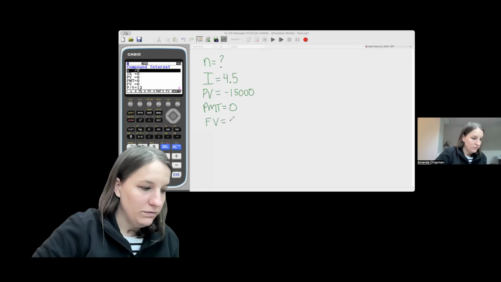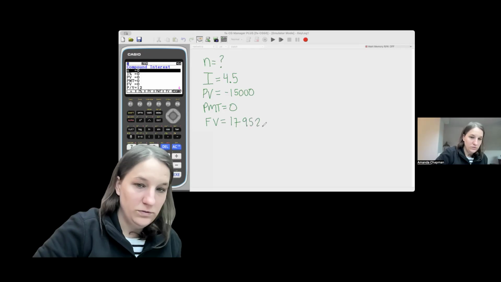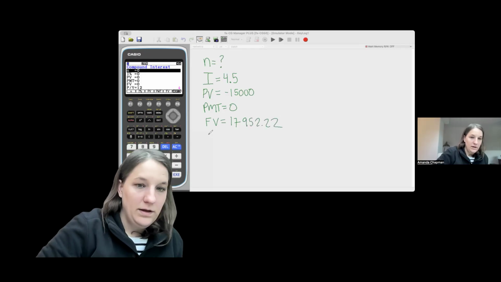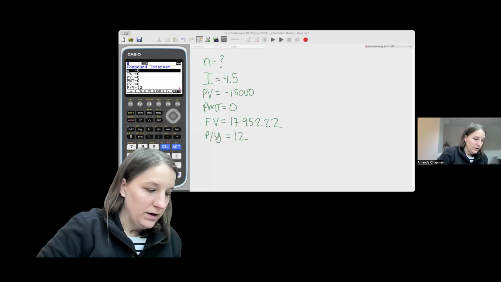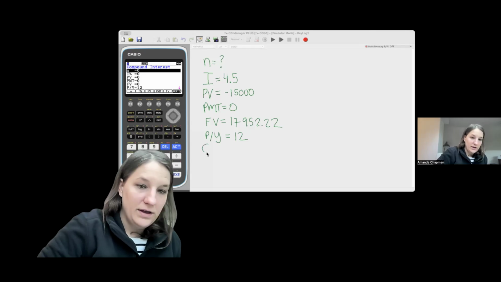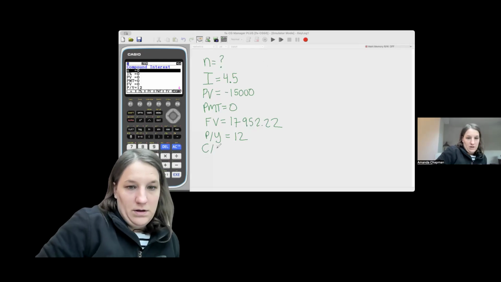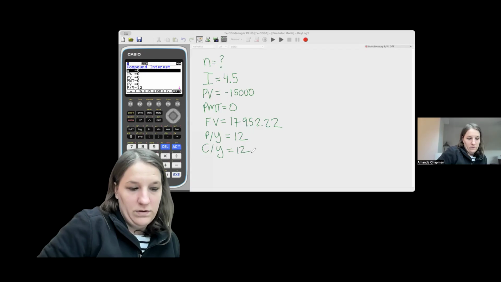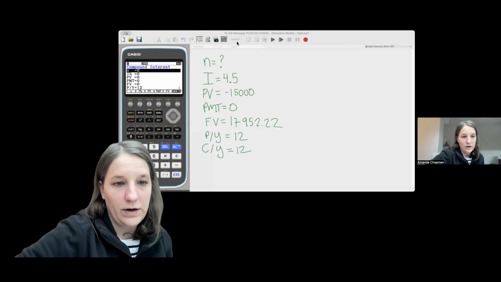The future value for this problem was 17,952. The payments per year for this situation was 12. There were 12 payments per year. Sorry, compounding periods per year is 12. Okay, so let's put this in the calculator and I'll show you how to solve it.